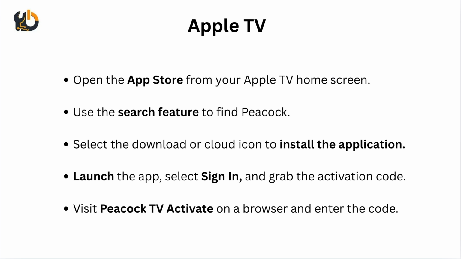In Apple TV, open the App Store from the Apple TV home screen, use the search feature to find Peacock, select the download or cloud icon to install the application. Launch the app, select sign in and grab the activation code. Visit Peacock TV, activate on a browser and re-enter the code.